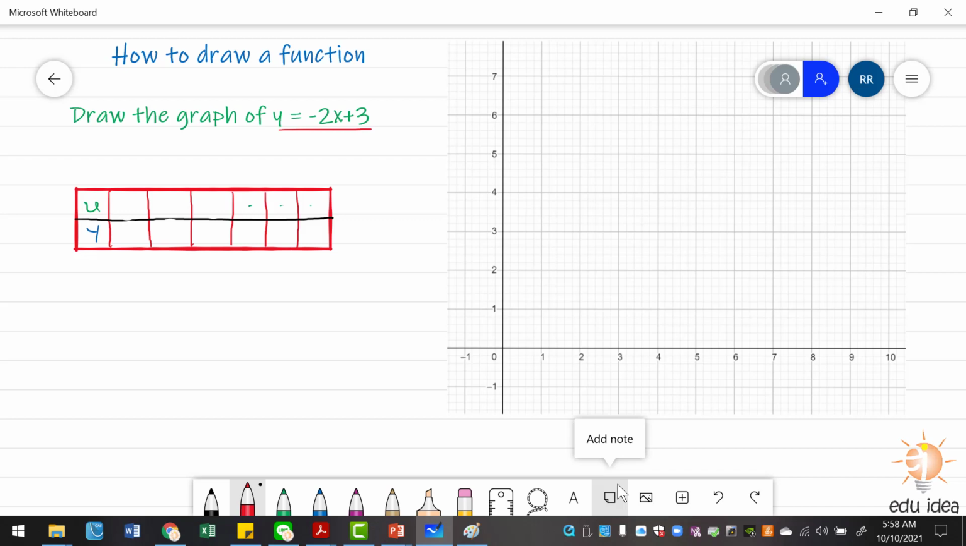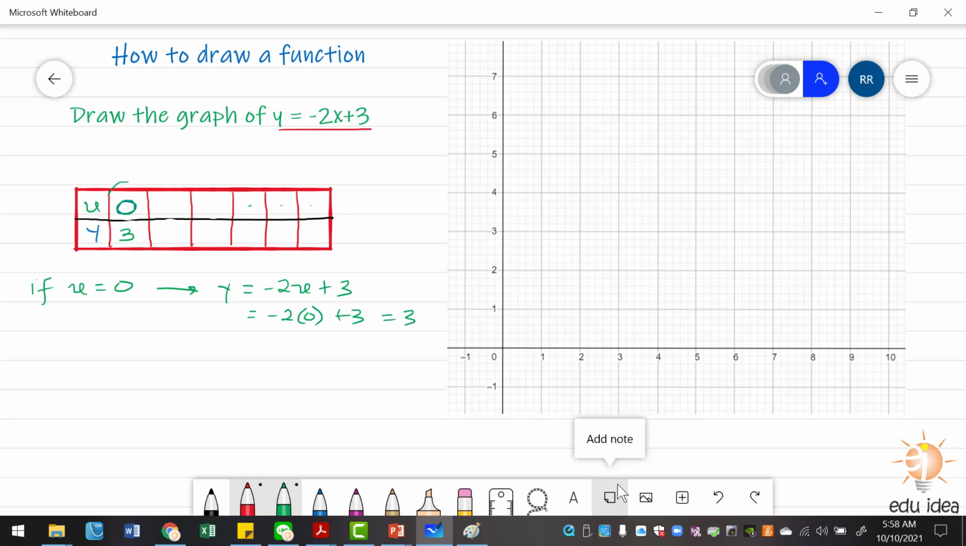Okay, so let's say the first number I choose is 0. Again, you can use another number. If x equals 0, then y equals minus 2x plus 3 will become minus 2 times 0 plus 3. Minus 2 times 0 is 0, and 0 plus 3 is equal to 3. So you plug the 3 in here.